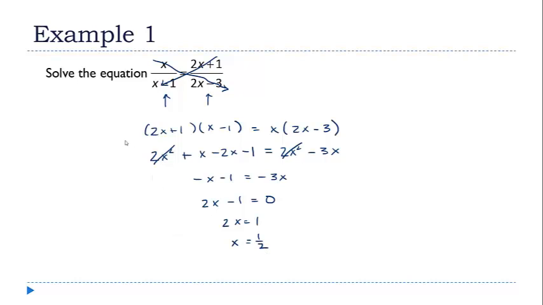And now remember, we need to double check here. If I put 1/2 into this denominator, it becomes minus 1/2. And if I put 1/2 into this denominator, it becomes 1 minus 3. That's minus 2. Neither of them became 0. So in the original equation, both expressions are defined for 1/2. So that's going to be our solution to this equation.